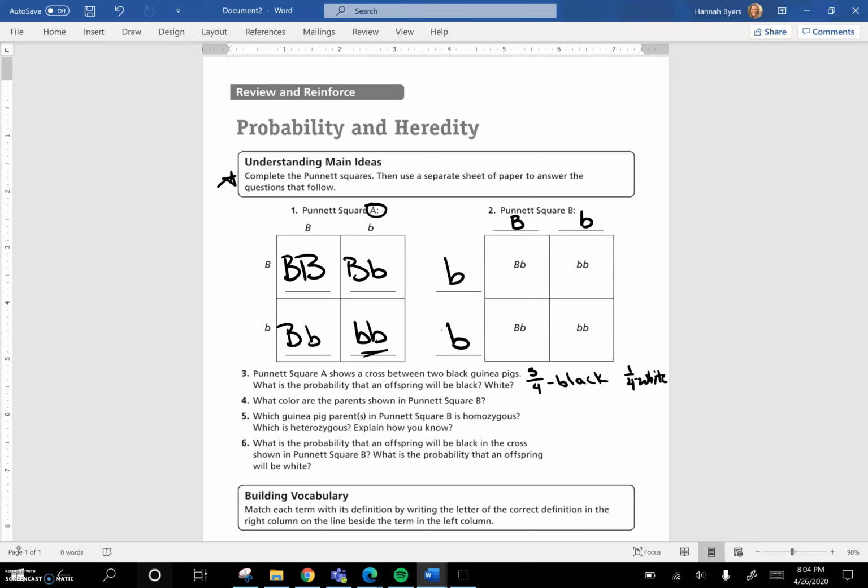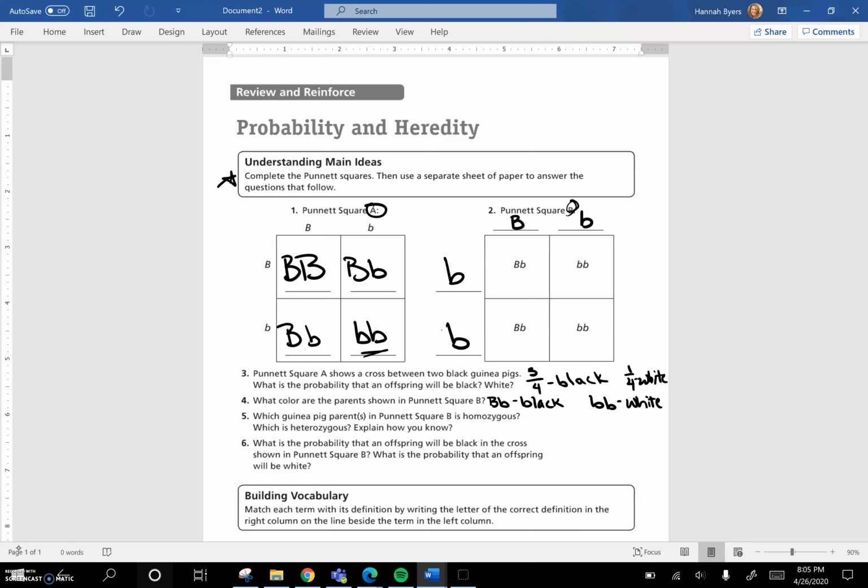What color are the parents in Punnett square B? So that's number 1. Number 2, one parent has a dominant and a recessive, so they have to have that dominant color of black fur. The other parent has 2 recessive, so they must be a white guinea pig.